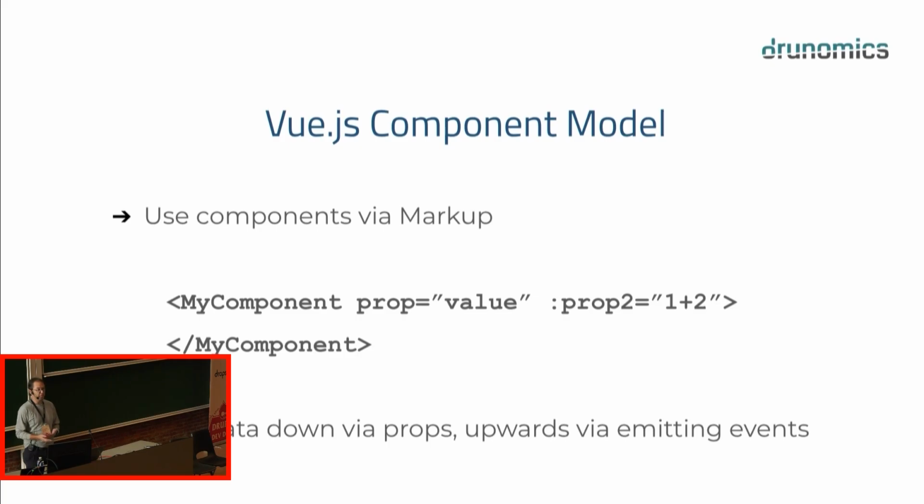You pass the data down via props, and if you would like to return some data to the calling component, you can do this with emitting events. The child component can emit an event, which the parent component can consume and react to, or submit something with the data.